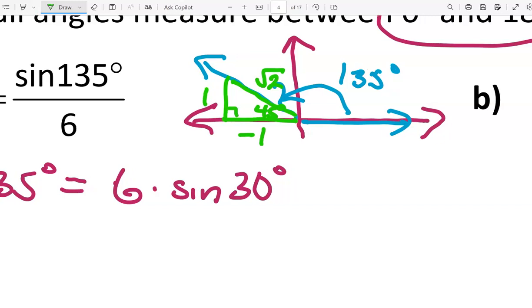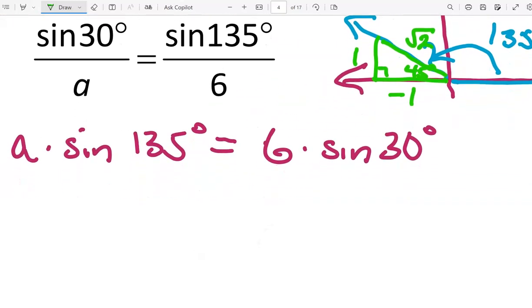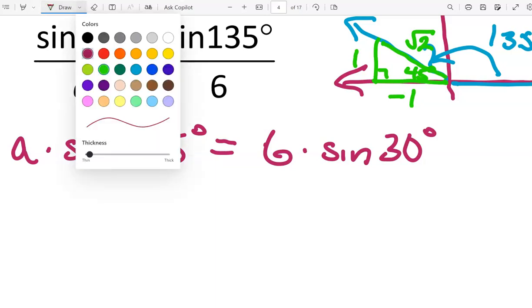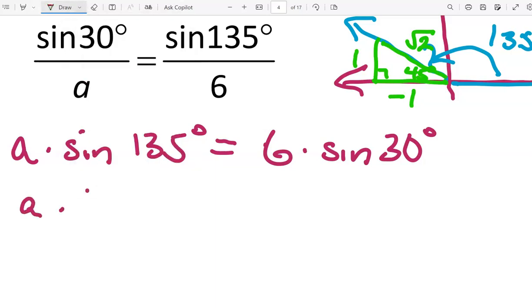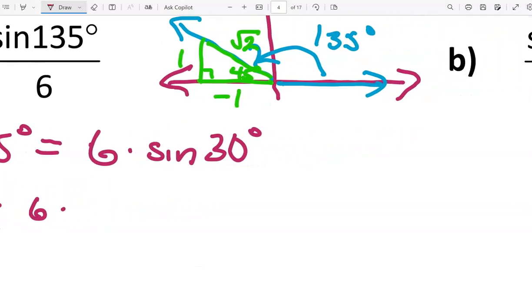So we're going to need to find the sine of 135 degrees. That'll be opposite over hypotenuse, which is 1 over the square root of 2. But we're actually going to write that in rationalized form, the square root of 2 divided by 2. And then on the right hand side, we need the sine of 30. We'll need to make a quick sketch of a 30-degree angle.